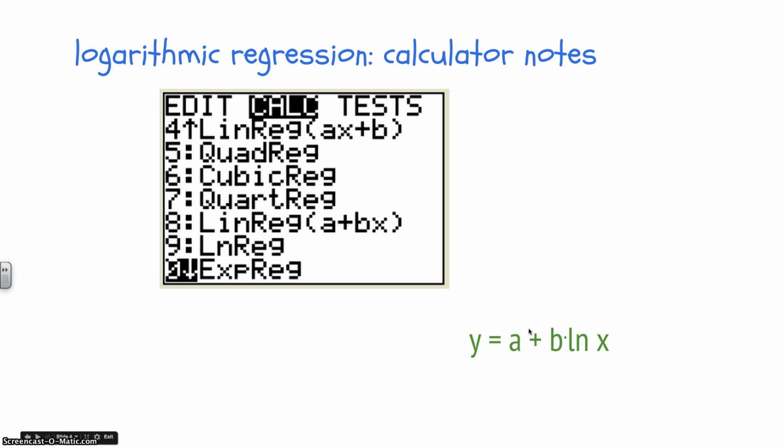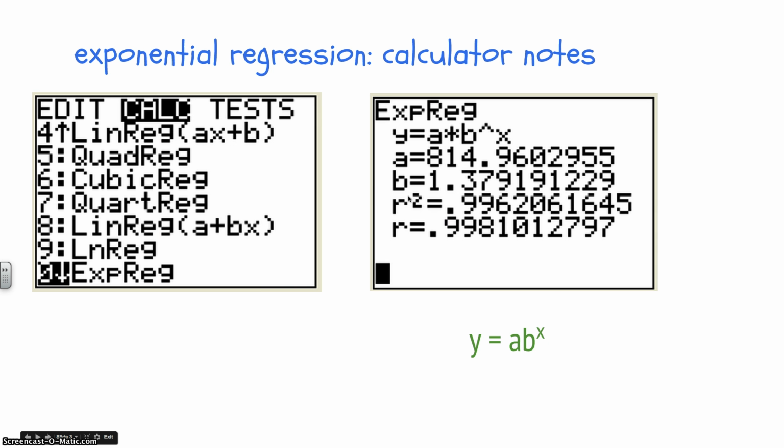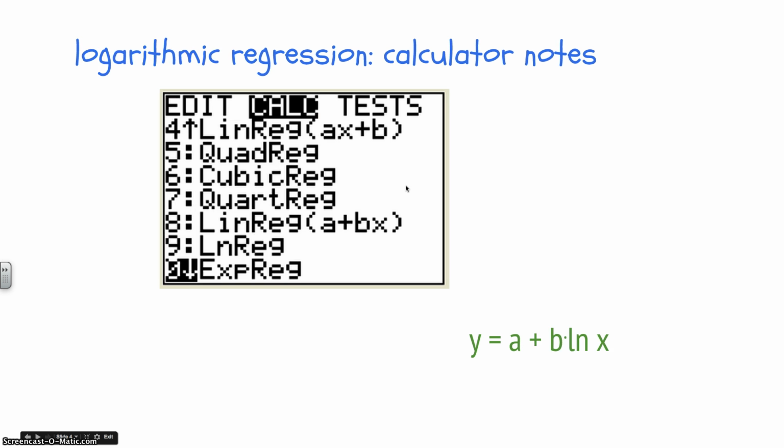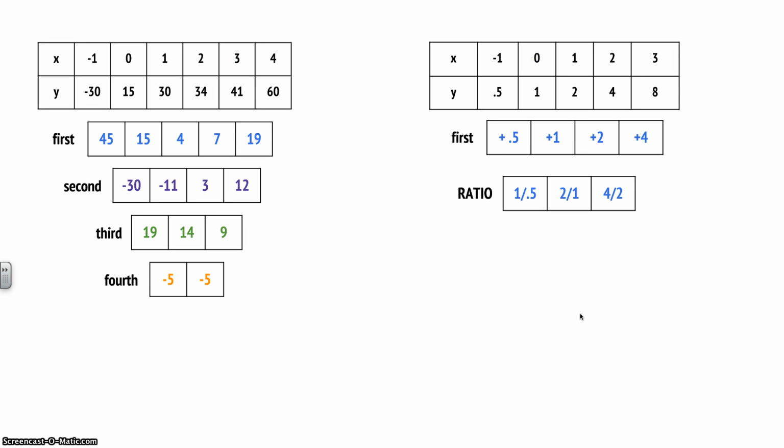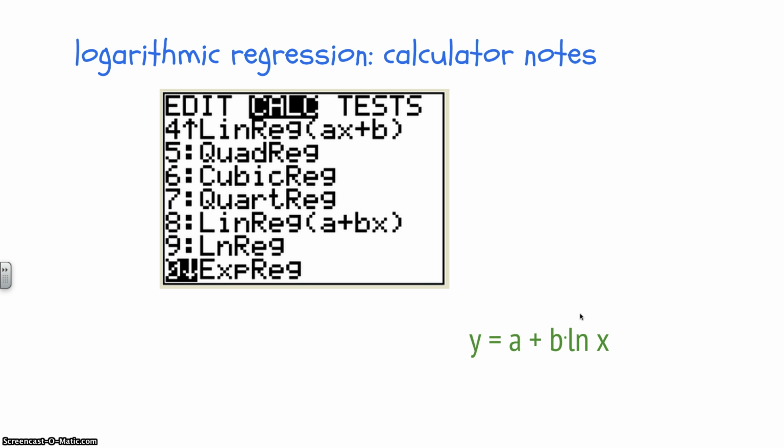The basic function for this, the parent function for this, is a plus b times ln of x. So whatever value you get for a and whatever value you get for b is what you're going to plug in, right? Your calculator kicks out a and b, so whatever you get tells you what to plug in. So pretty basic stuff this go around. How to determine if it is exponential and then what to do after that.